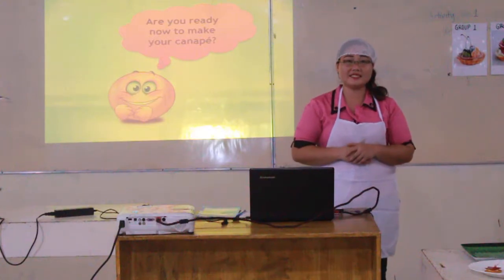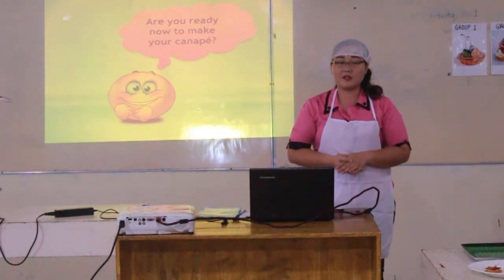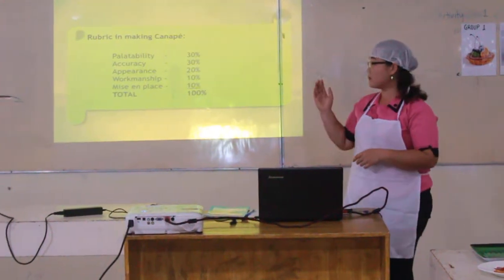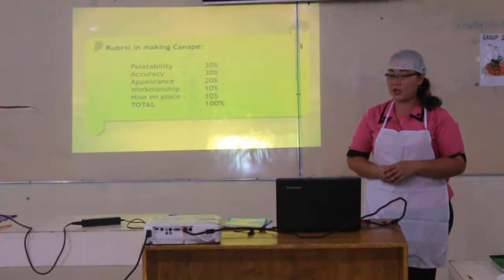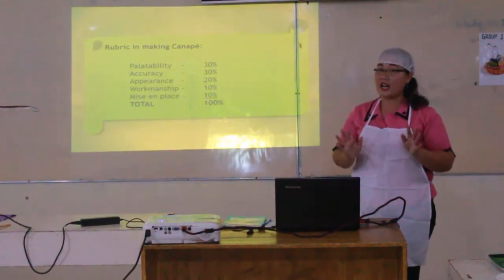Okay, are you done? Kindly put your output here on my table, because I will check that by using this rubric. For palatability, you have 30%, accuracy 30%, appearance 20%, workmanship 10%, and methods 10%, for a total of 100%.